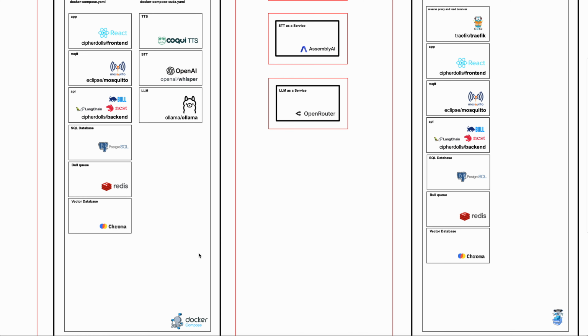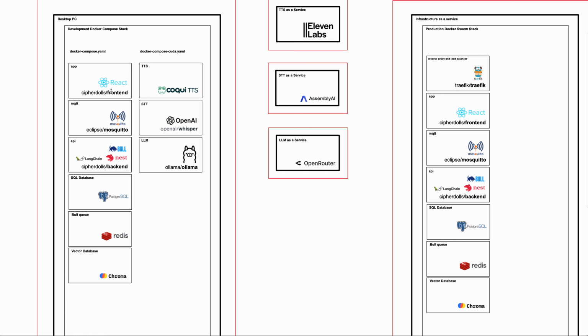There's a Docker Compose stack running with a React application for the front end, and Mosquitto for MQTT. The backend is the API with LangChain and some queuing with Bull, and then the related databases, SQL and Bull for queuing. The vector database I have currently removed. I use PG Vector now. I think it's enough. I don't need a second database only for the embeddings.